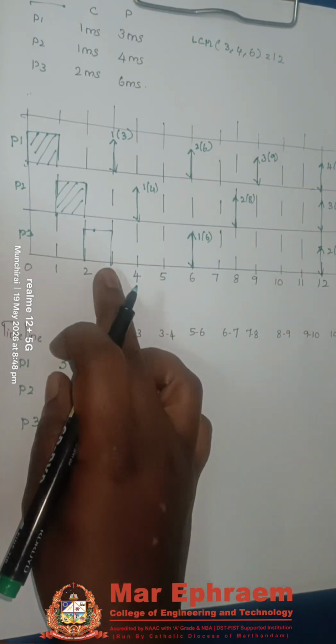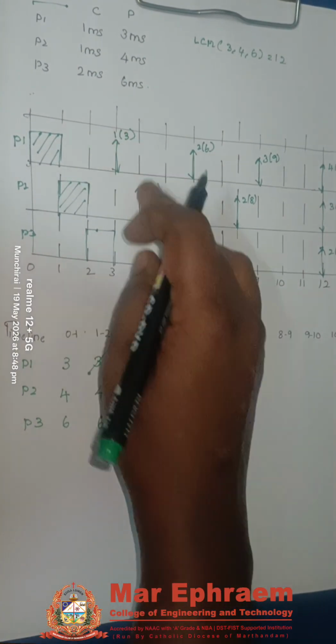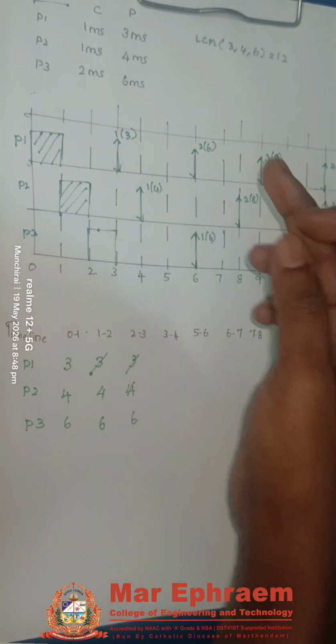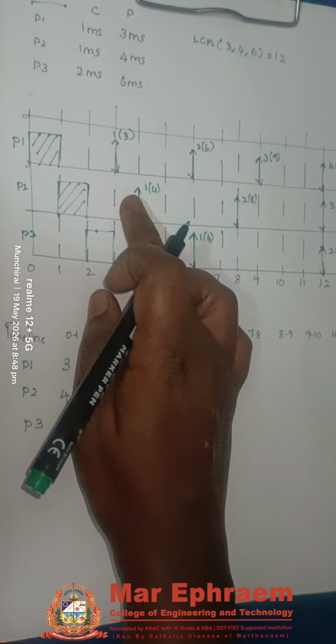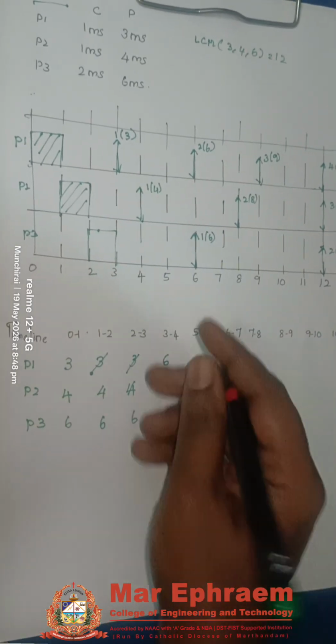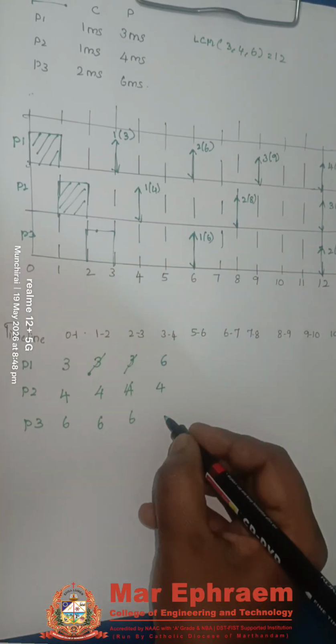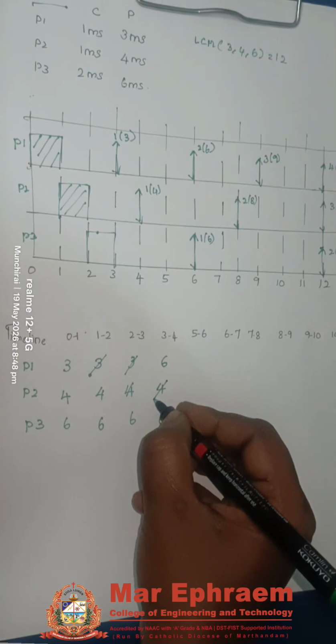It's not completed yet. Now when we go to the next timeline, 3 to 4, here you can see, again we are going to know the priority. From here the priority goes to 6 for P1. And for P2 it remains as 4 only, the earliest deadline. And for P3 it remains as 6 only. So P2 is already executed for the cycle, so we don't consider P2.